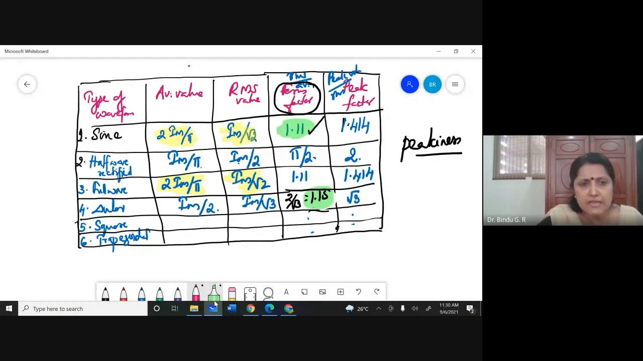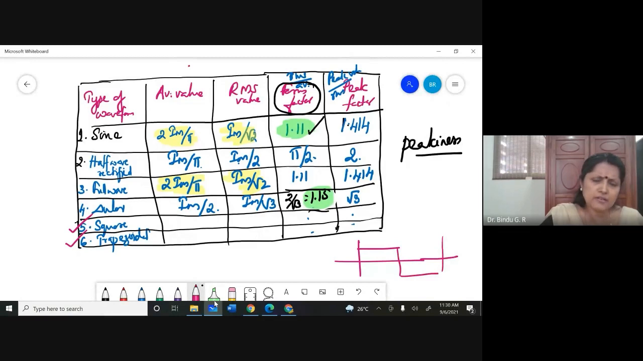Now I am leaving these two waveforms as homework for you. This is very easy. The square wave, as you know, has this shape from 0 to pi and pi to 2 pi. You can take any method of finding the area of the square. You need to find it from 0 to pi by 2 or from 0 to pi. Any standard textbook will help you also. I have uploaded two textbooks for you. You can look into the square waveform.